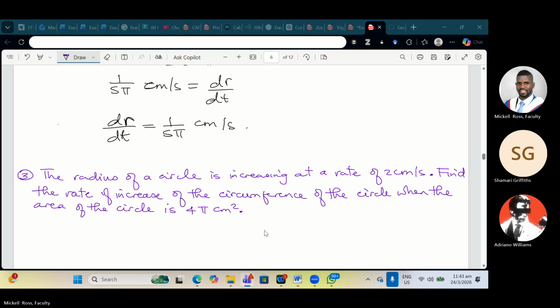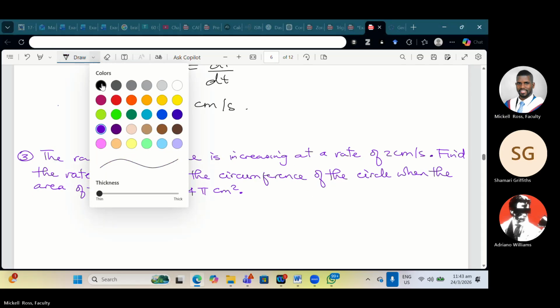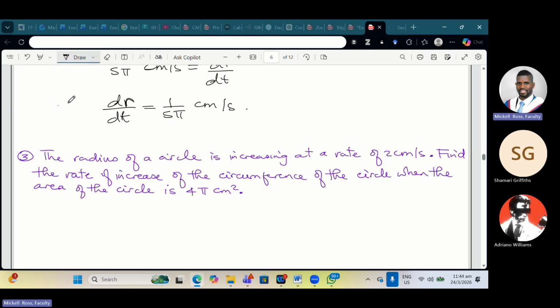All right, so we're going right into this one. The radius of a circle is increasing at a rate of 2 centimeters per second. Find the rate of change of its circumference. All right, so let's write down two things. Circumference is equal to 2 pi r, and area is equal to pi r squared. Now, the radius is increasing at a rate, so the change in the radius with respect to time is 2 centimeters per second. Find the rate of increase of the circumference.